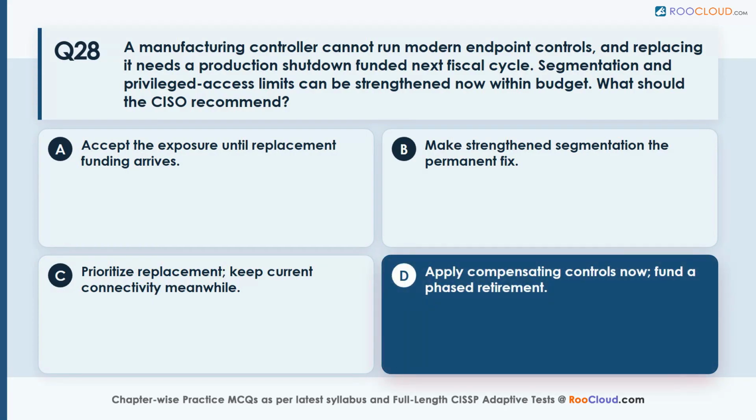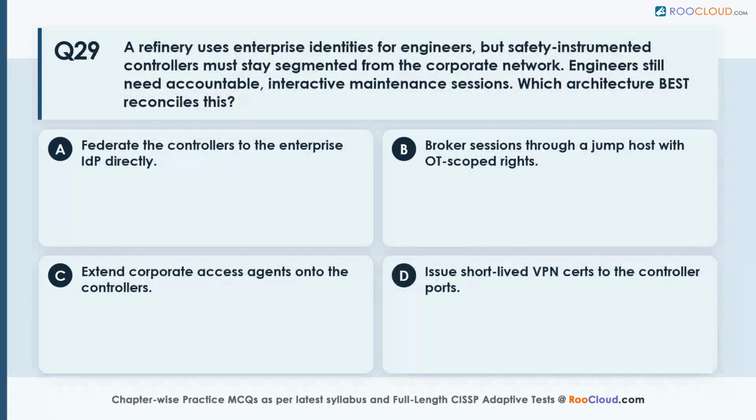Option D applies the available compensating controls now and approves a funded, phased retirement with review milestones. Reduce the risk today and commit to removing its cause on a real schedule. That is the pattern.